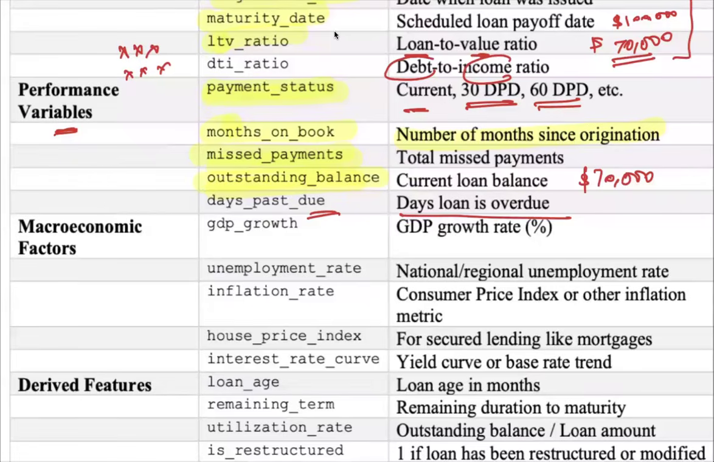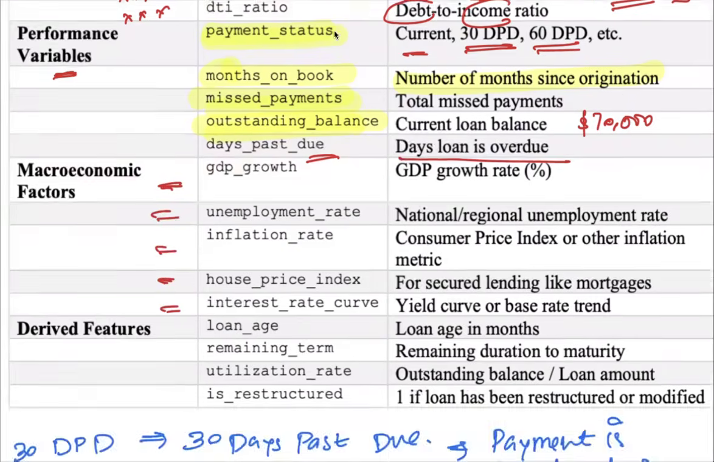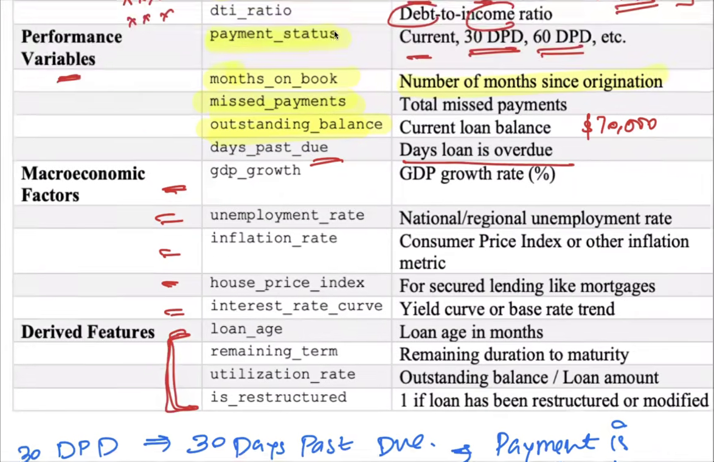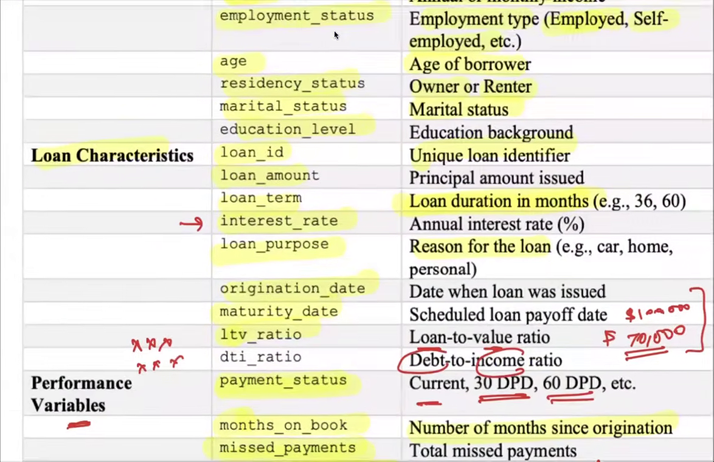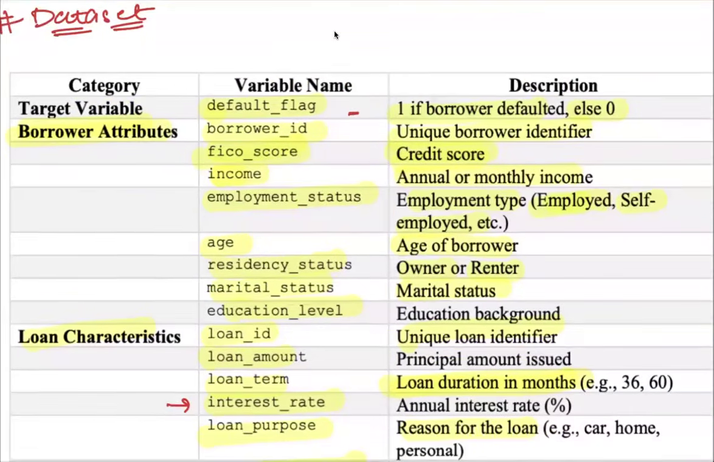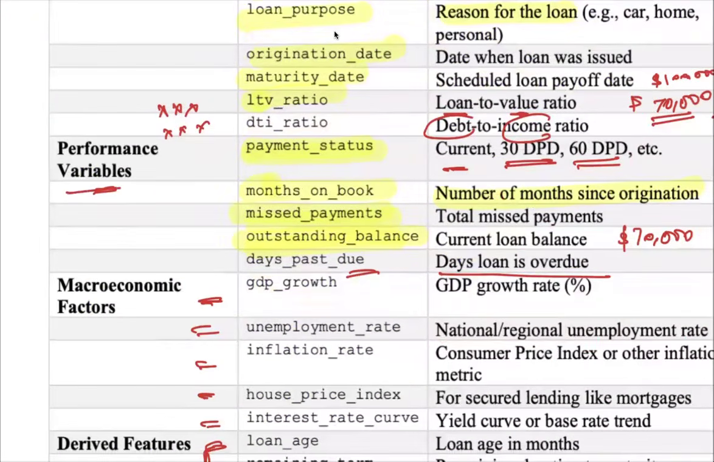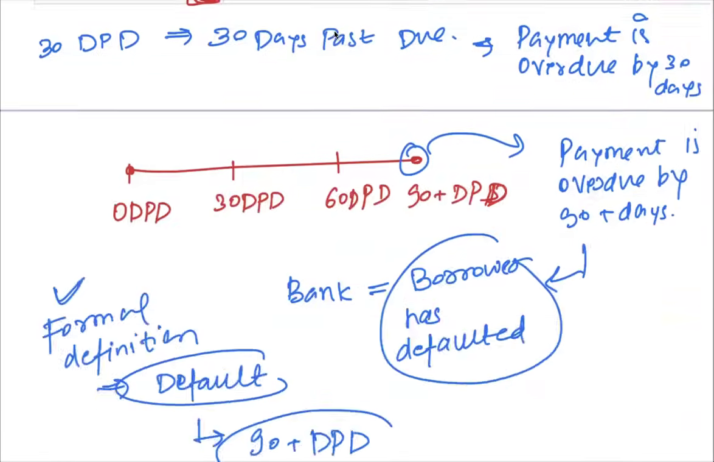Now a lot of times we do use macroeconomic variables. GDP growth is one. Unemployment rate, inflation rate, housing price index, interest rate curves, and there are some derived features from the data set. We'll talk about this, don't worry. But at a higher level, this is what the data set will look like for any credit risk modeling. You'll have certain borrower characteristics, loan characteristics, performance variables on the loan, and macroeconomic indicators. Is this clear?